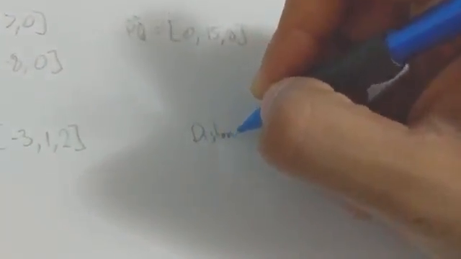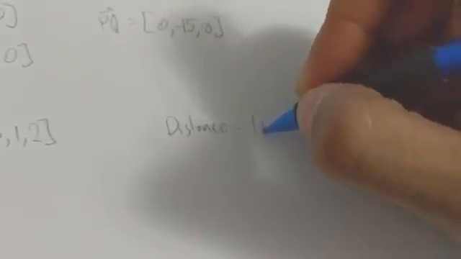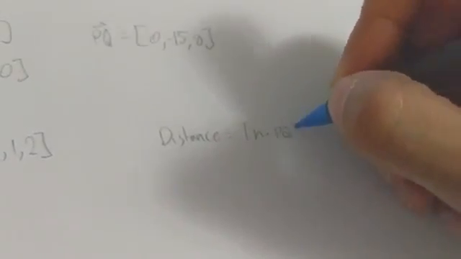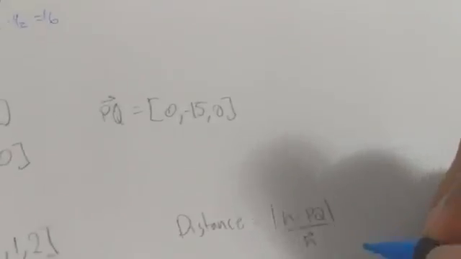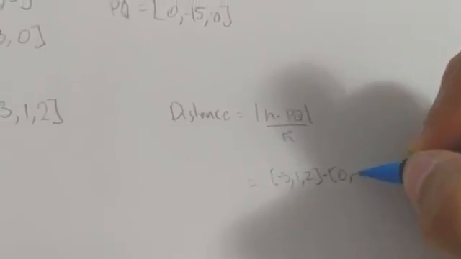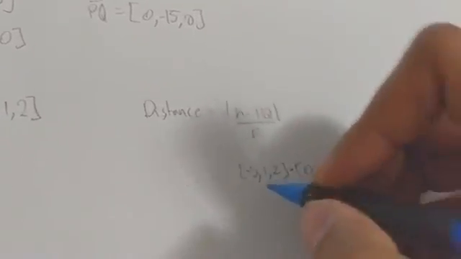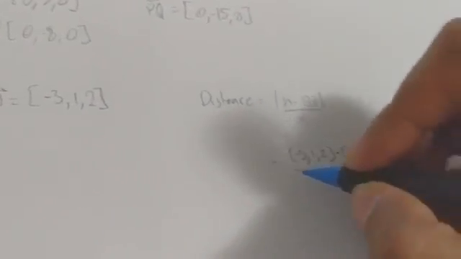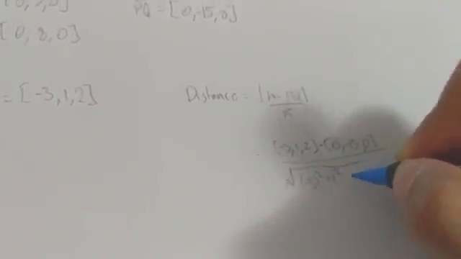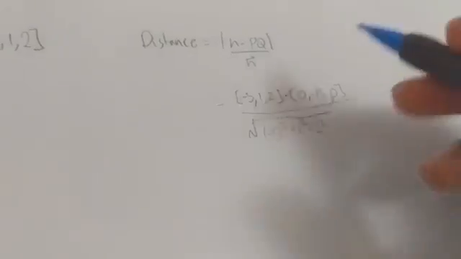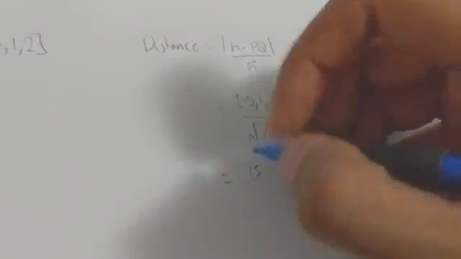And then we're able to use the distance equation, which is n dot PQ over the magnitude of n. And so this becomes the normal vector, (-3, 1, 2), dot PQ, which is (0, -15, 0), over the magnitude of n, which is the square root of -3 squared plus 1 squared plus 2 squared. And by doing all this, you get an answer of 15 over root 42.